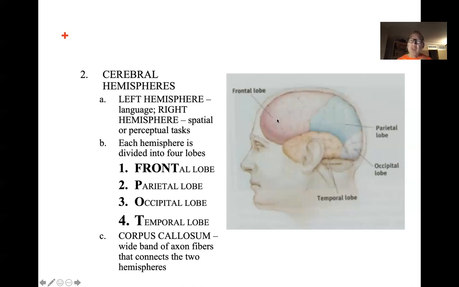Alrighty. Now the frontal lobe is associated with a lot of complex thought processes that are really associated with being human. And they involve processing, being able to think in terms of time and the future.